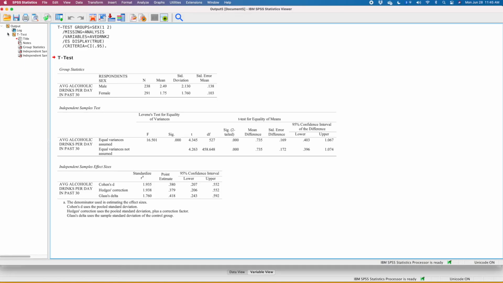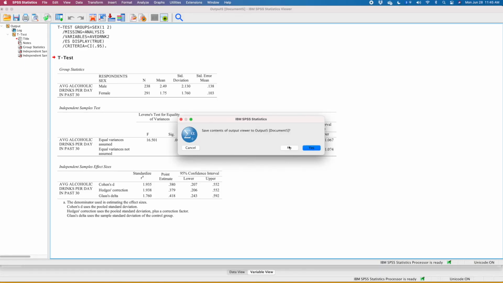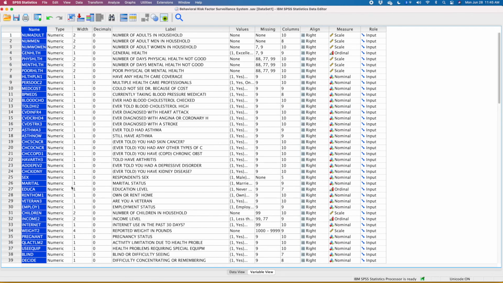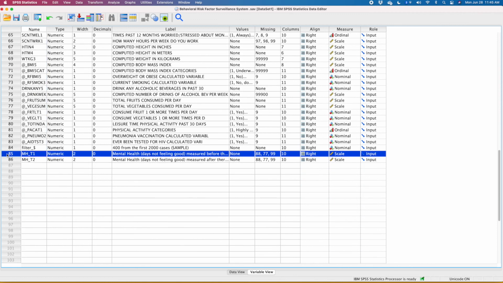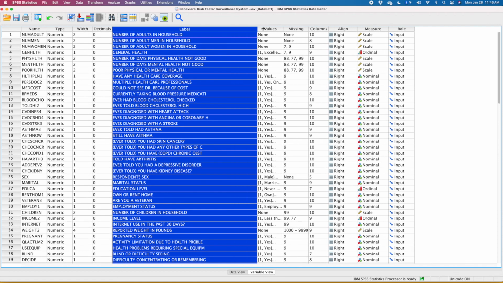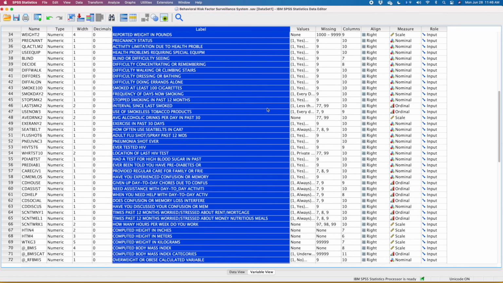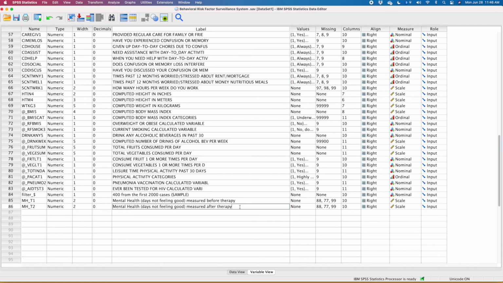I'm going to close this output file first because I don't need that result anymore. And I have an interesting variable here that I've actually simulated. I didn't have a variable that was ready to run this test. I didn't have a T1 and T2. So this is simulated. I have the mental health variable that we worked with earlier for the one sample t-test, and I'm measuring that at 2 different moments: before people start therapy for help to resolve their mental health issues and after they completed therapy.